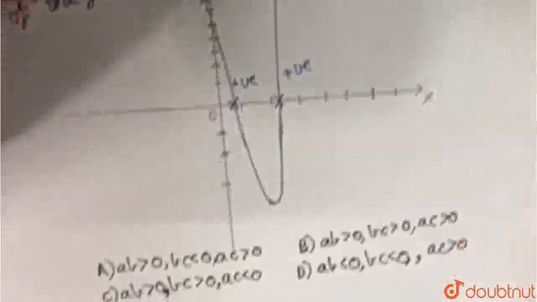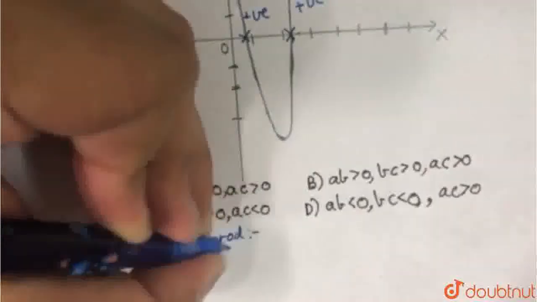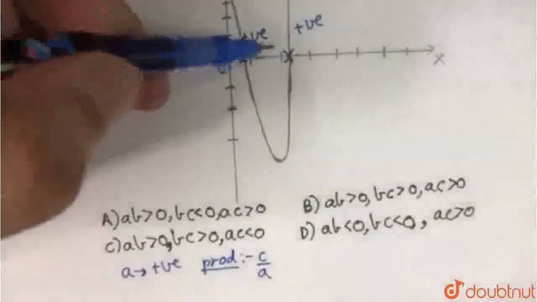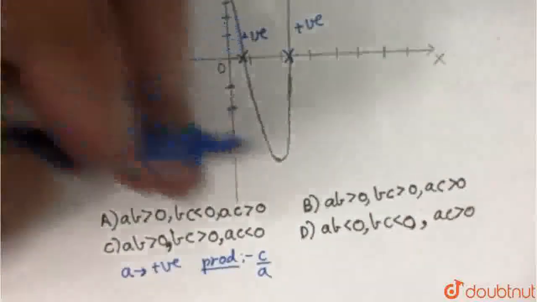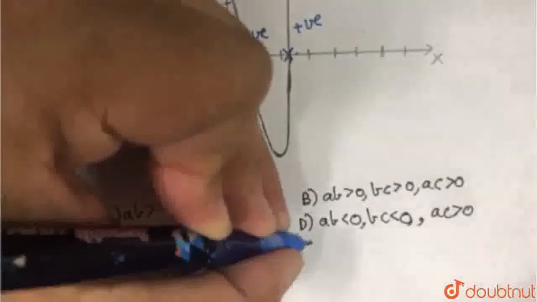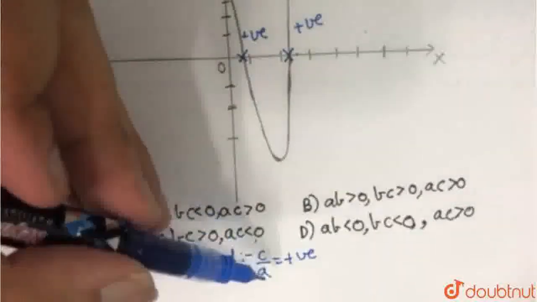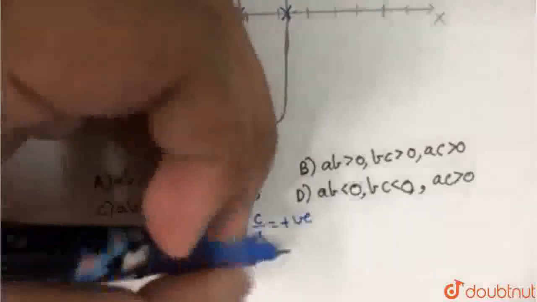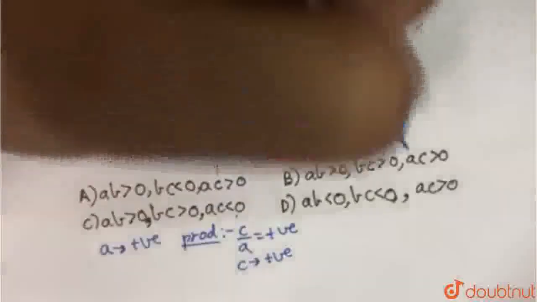Now know that when we have a quadratic equation which is given by ax square plus bx plus c, the product of roots, I will just note it by prod out here, is equal to c upon a. Now as both of the roots are positive, the product of these two roots will also be positive. So now we know that a is positive and c upon a is also positive. So as a is positive and c upon a is positive, c will also be positive. So we get one condition that AC is positive.